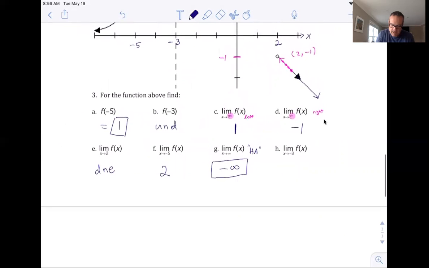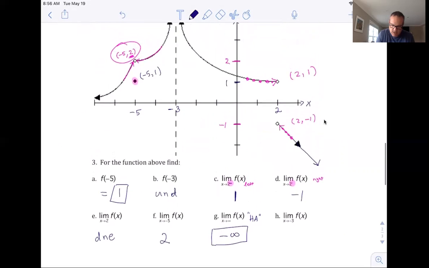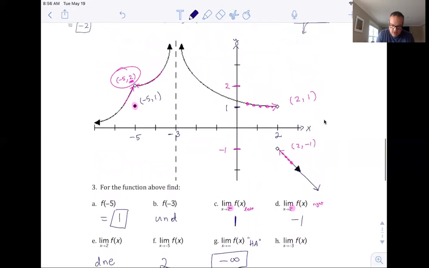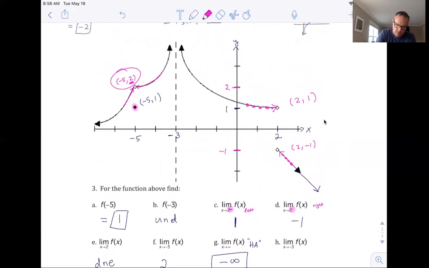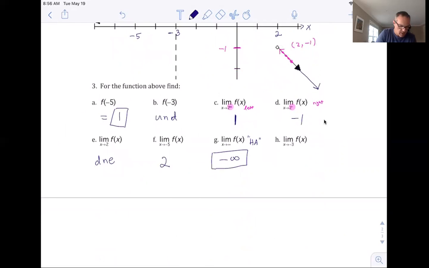And then finally, what's the limit as x approaches -3? Again, there's no value, but if you look to the left and the right side, I'm going to highlight the left side, the right side. I'm going up either way. So the limit at -3 would actually be infinity, or +infinity.